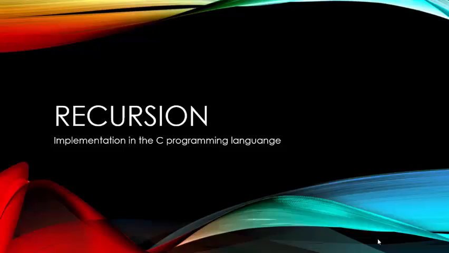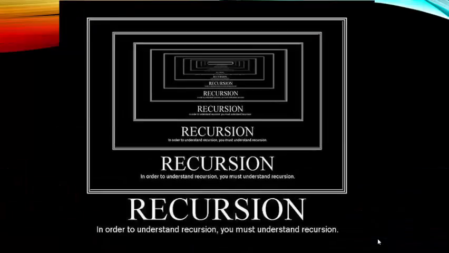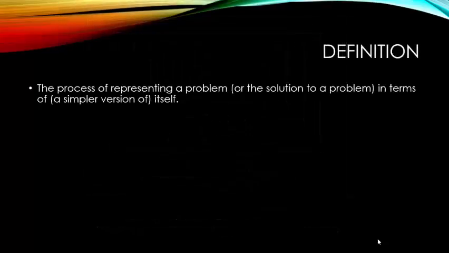We are going to explore the concept of recursion and its implementation in the C programming language. And here is the ultimate key for understanding recursion. Recursion is typically defined as the process of representing a problem, or the solution to a problem, in terms of a simpler version of itself.